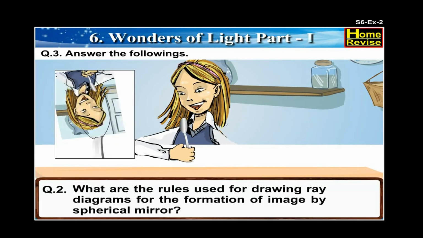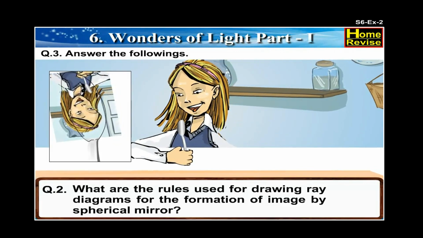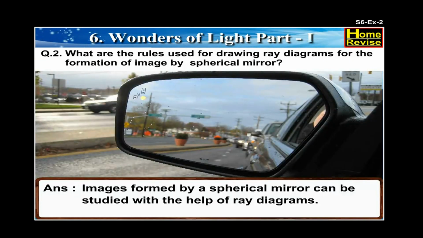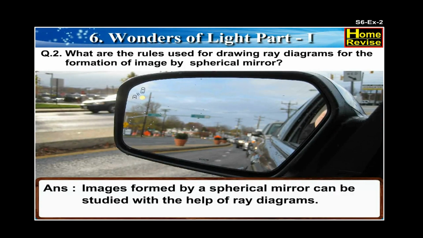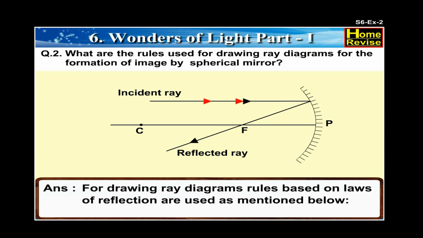Second, what are the rules used for drawing ray diagrams for the formation of image by spherical mirror? Answer. Images formed by a spherical mirror can be studied with the help of ray diagrams. A ray diagram is a specialized pictorial representation used to trace the path of a ray of light. For drawing ray diagrams, rules based on laws of reflection are used as mentioned below.